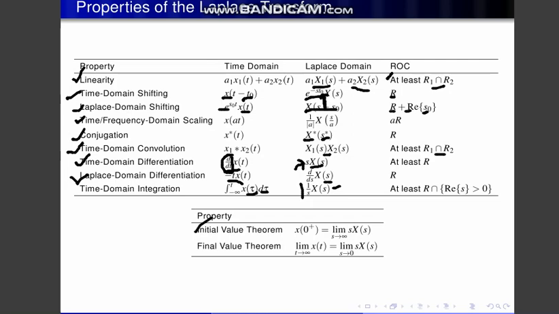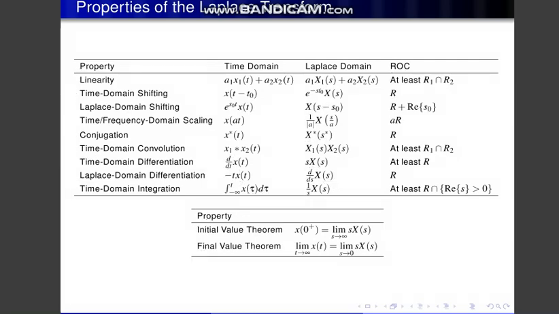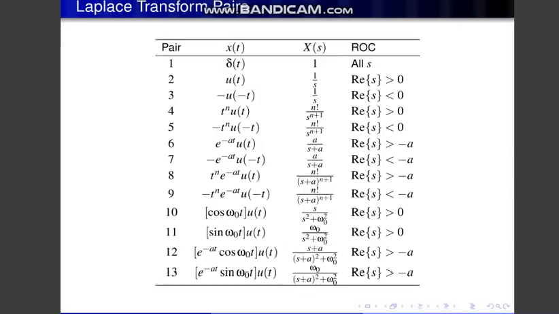And there is an initial value theorem and a final value theorem, quite similar to what we have learned before in the Fourier transform part. There are some Laplace transform pairs, the usual pairs that we have to know to solve some mathematics.